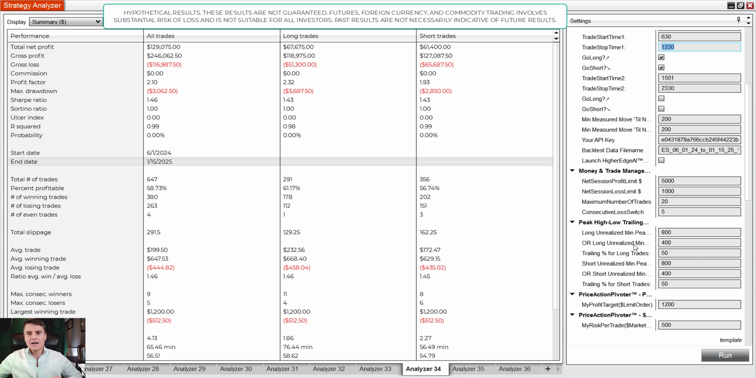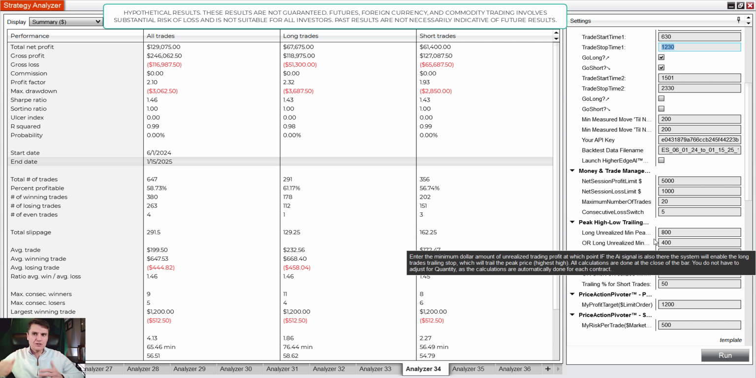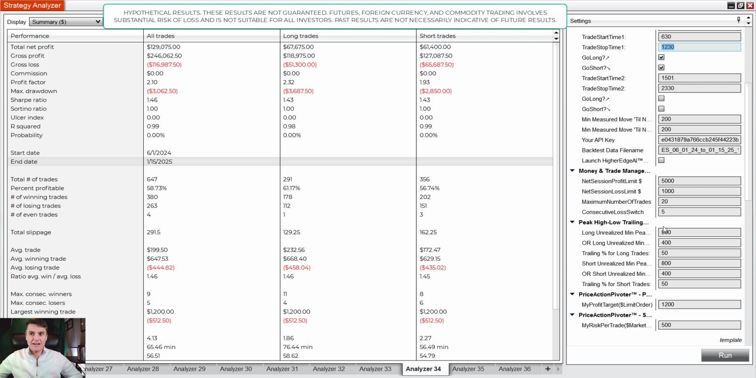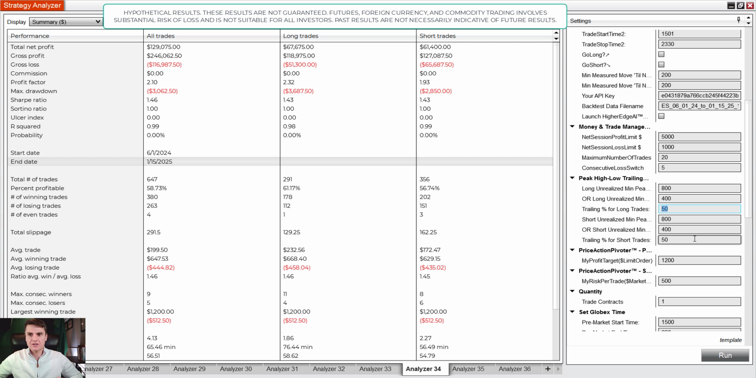You have a trailing high-low peak trailing stop. It's considered a peak high-low custom trailing stop that I have here. It's got 2 elements of potential trailing stops. So it's got basic unrealized profit, which in this case I'm using $800. It's also got an AI-based one, so it's got unrealized profit plus AI signal. So if you get an adverse AI signal and you have at least $400 of unrealized profit, then it's going to move your stop to 50% away from the unrealized peak high. I've done that for both short and long trades here.